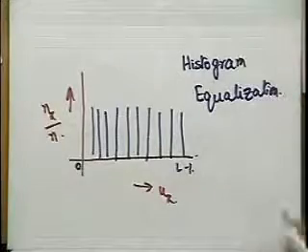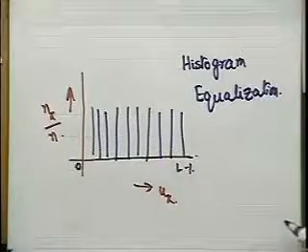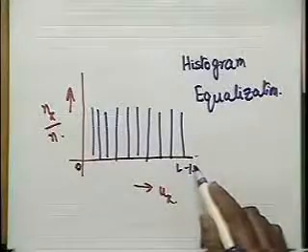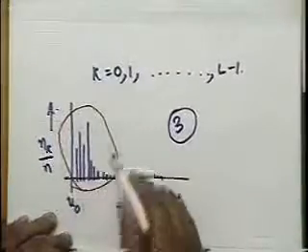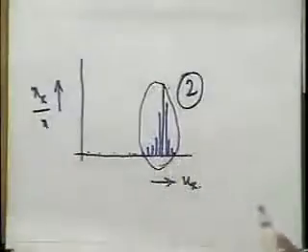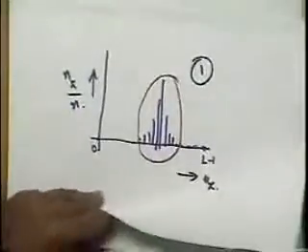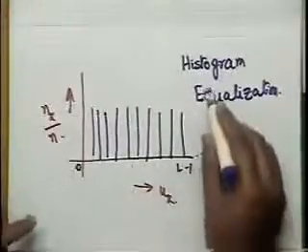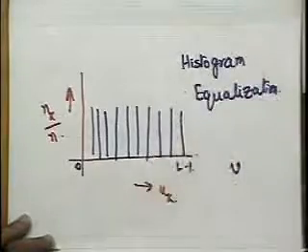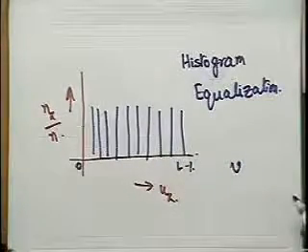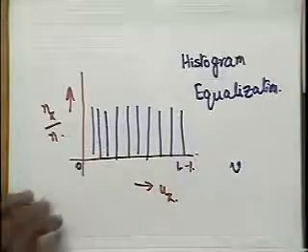So that means for the processed image whose intensities are V, its histogram should look like this, despite the fact that the histogram of the original image U may look like this, 3, 2 or 1. Now, how do we obtain a histogram like this for the image V? Let us see.